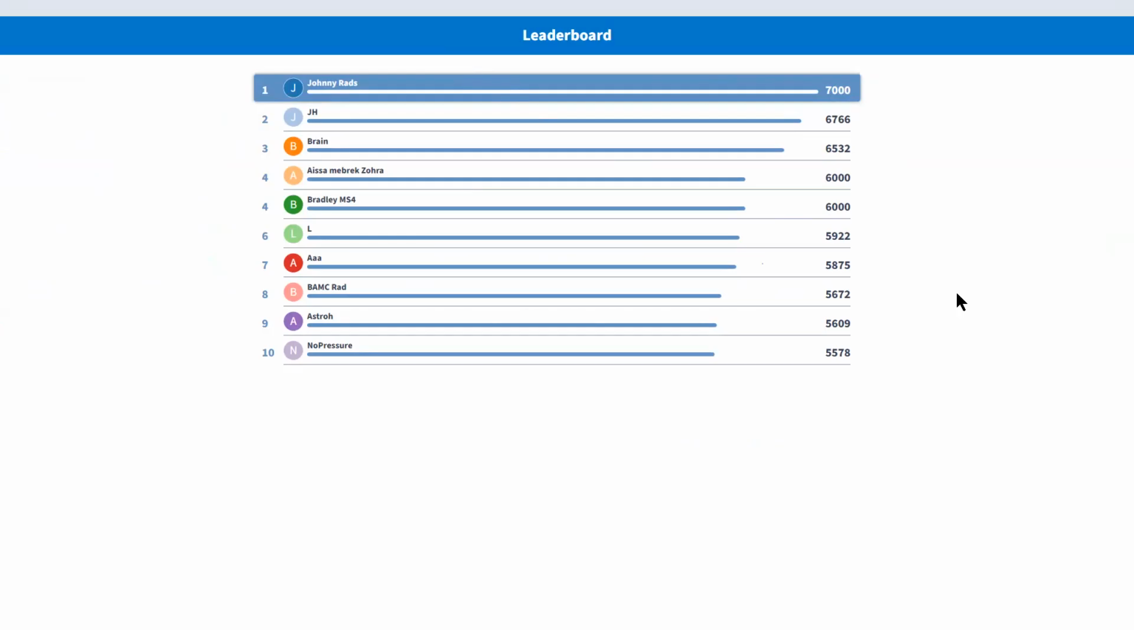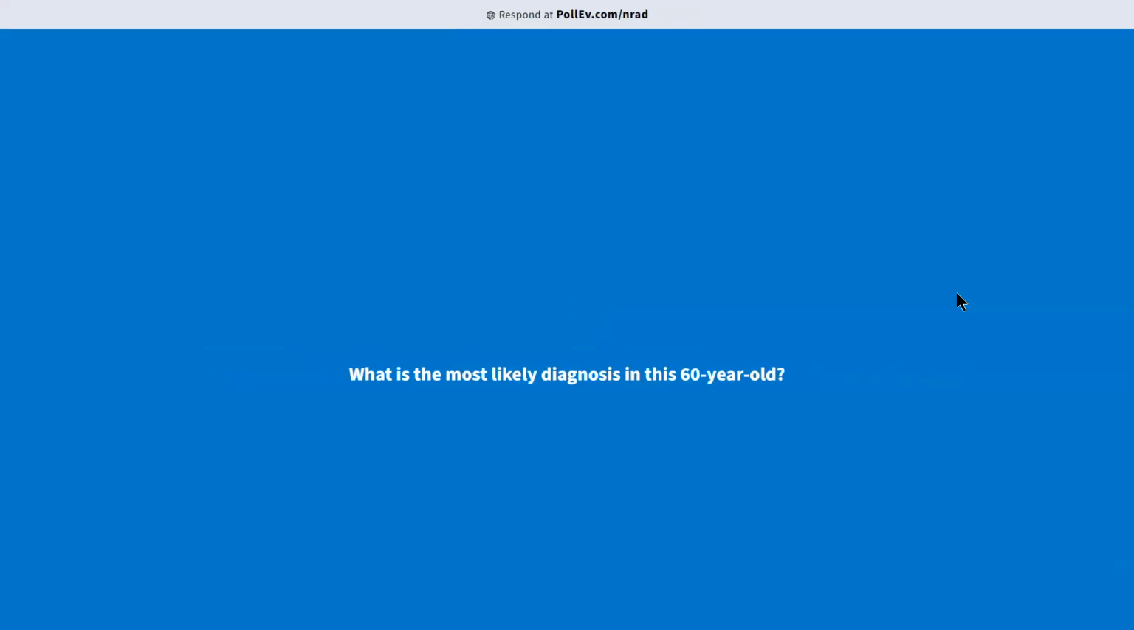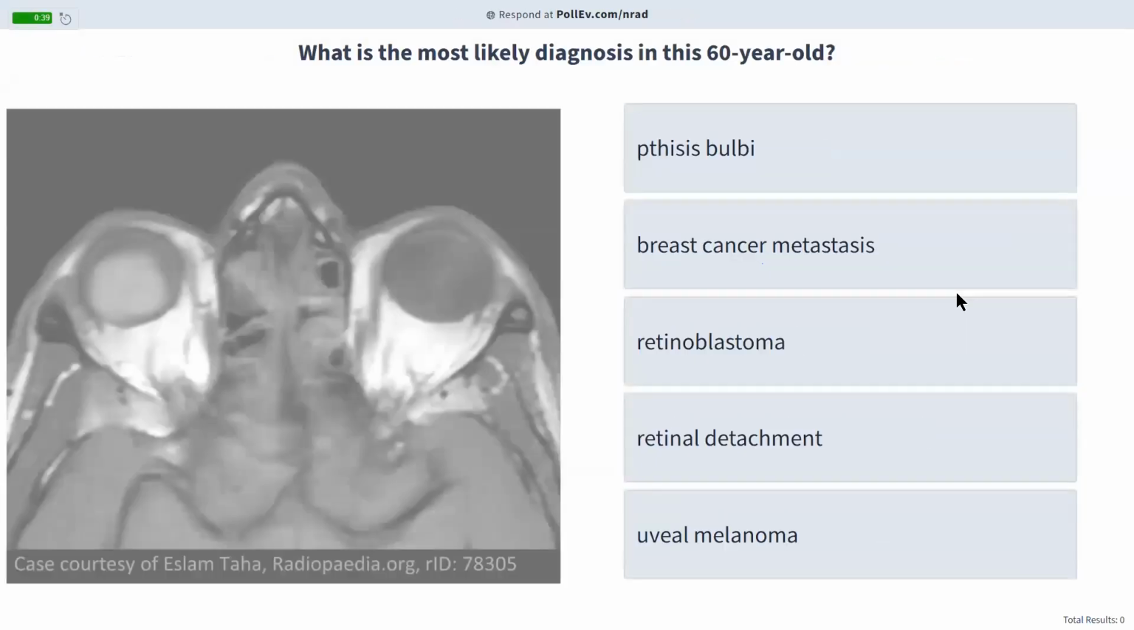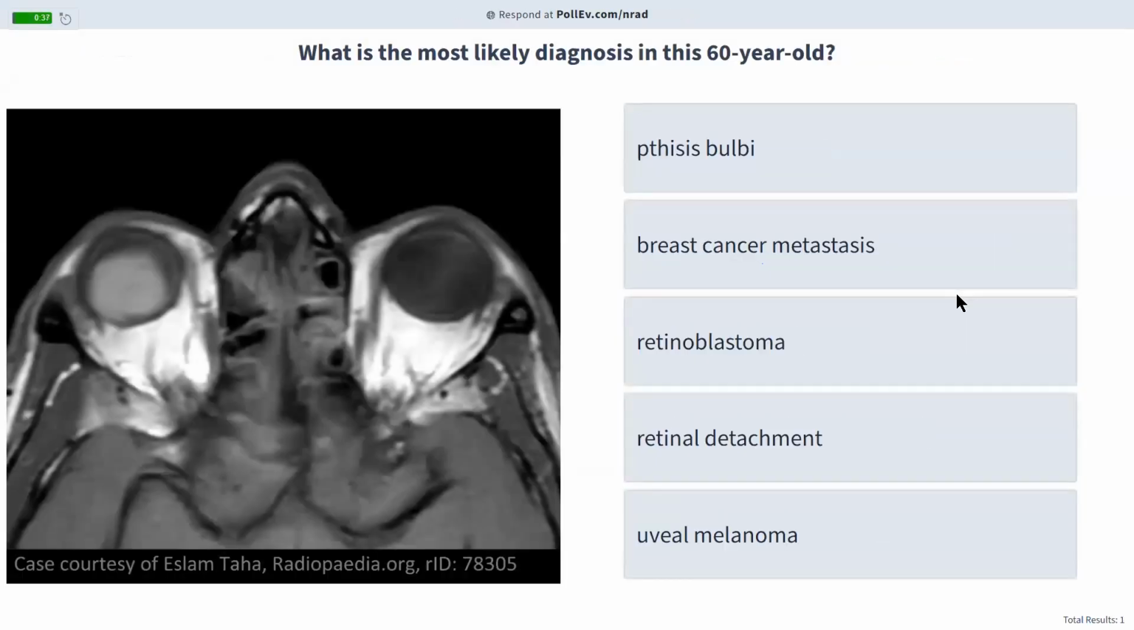So Johnny Rads is taking the lead in first place. Okay. The next question is, what is the most likely diagnosis in this 60-year-old? Different 60-year-old, also an orbital question. This patient has vision loss in the right eye.